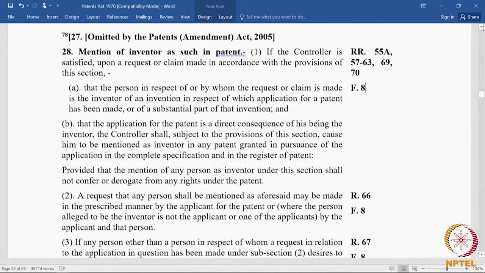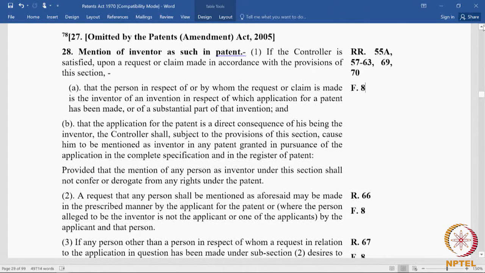That the application for the patent is a direct consequence of his being the inventor, and the application was filed because he invented the invention. The controller shall, subject to the provisions of this section, cause him to be mentioned as inventor in any patent granted in pursuance of the application, in the complete specification and in the register of patent. So, if a person is an inventor and his name is not mentioned in the column of an inventor in form 1, you have to mention who the inventor is. If there are multiple inventors, all the inventors' names have to be mentioned.